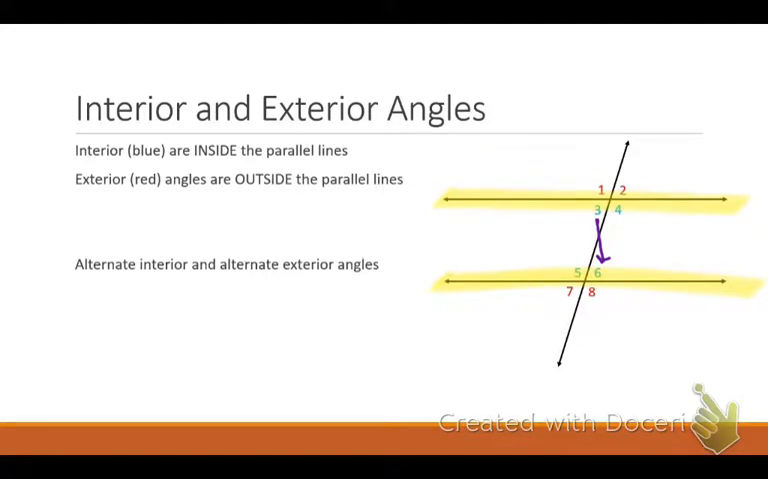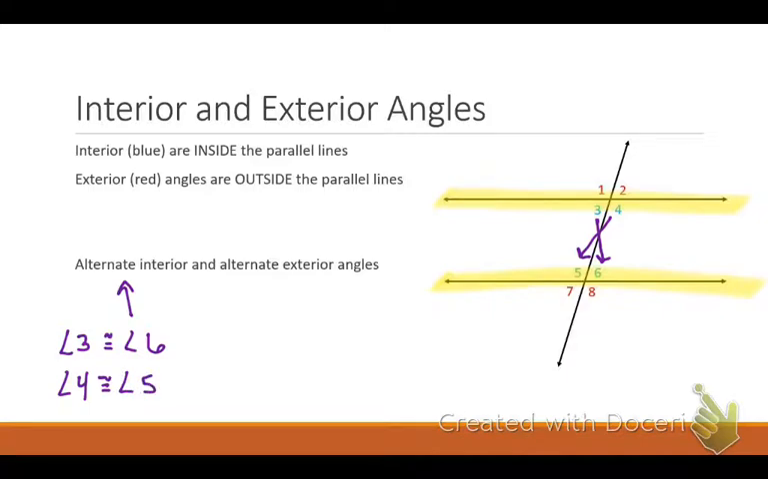So my alternate interior angle pair is angle 3 and angle 6. So how does this help me? Well, if I know the measure of angle 3, then I also know the measure of angle 6. It's the exact same. So what is my other alternate interior angle pair? Raise your hand. What is it? It is 4 and 5. On opposite sides of my transversal, angles 4 and 5 are congruent.